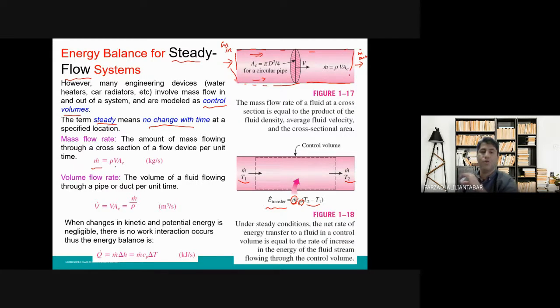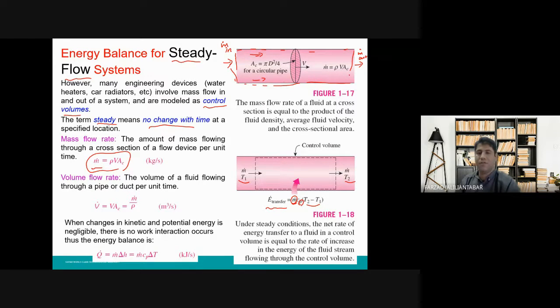M dot is equal to rho V Ac. We need to know this equation because in many cases the m dot is not given directly, so we need to calculate it. Density is a property of the substance we can measure. V is the velocity of the fluid here. And Ac is the surface area of the fluid flow, or the normal surface area for this fluid flow.